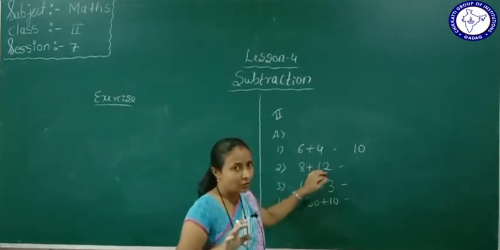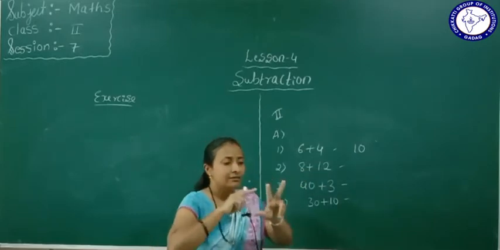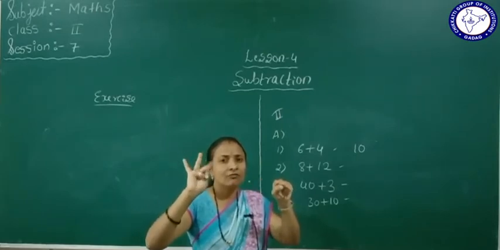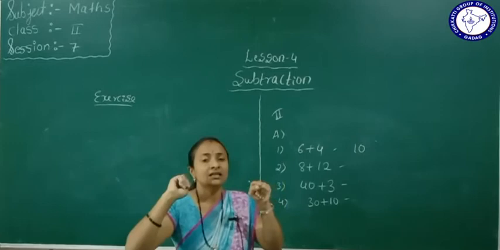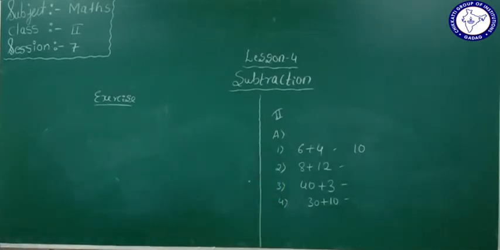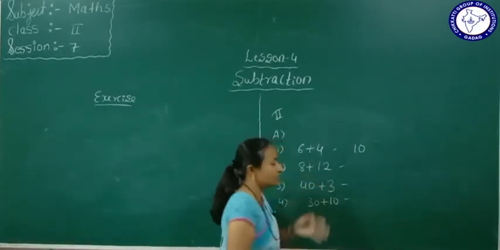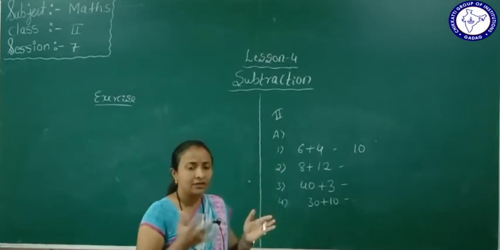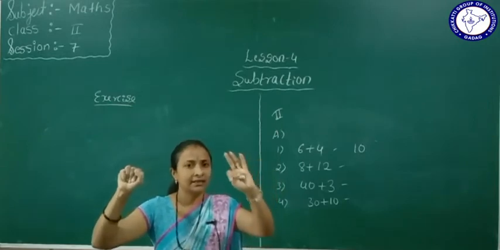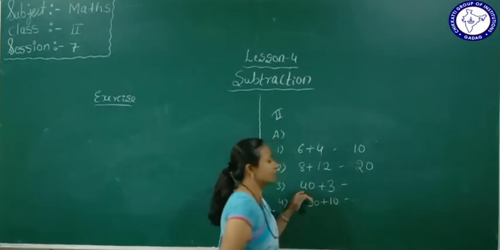Keep 12 in mind. How much will we add to 12? 8. So 8, 9, 10, 11, 12, 13, 14, 15, 16. So how much does it become now? 16. So 8 plus 12 is equal to, we add 12 to 8: 12, 13, 14, 15, 16, 17, 18, 19, 20. So it becomes 20.